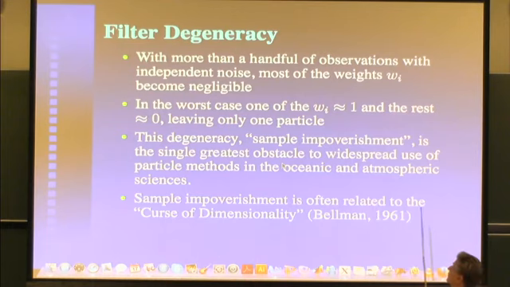Now, with more than a handful of observations, what happens is the whole thing collapses on you. And there are a lot of reasons for that, but eventually what plagues most of these filters is that one of the weights is 1 and the rest of them get to be 0, and you wind up with only one particle contributing to your estimate of everything, and that's really not very good. In particular, your error bars are going to be worthless because you're not going to have any error bars, and so you're not going to be able to solve the problem you set out to solve. And this degeneracy is sometimes called sample impoverishment, and it's the single greatest obstacle to widespread use of particle methods in the oceanic and atmospheric sciences.